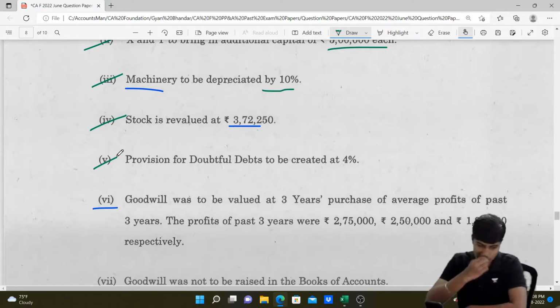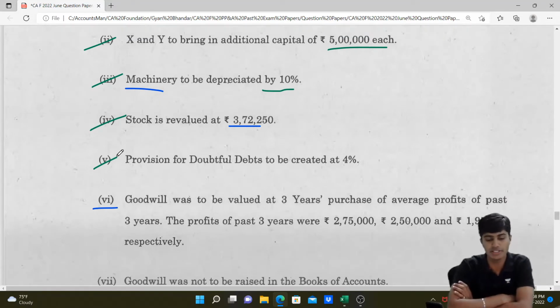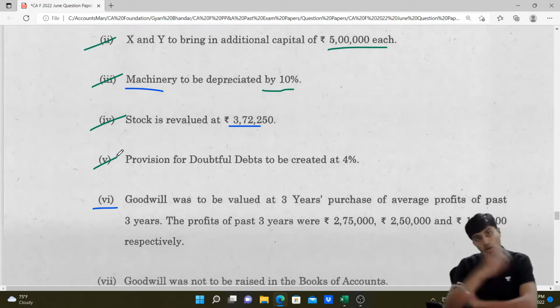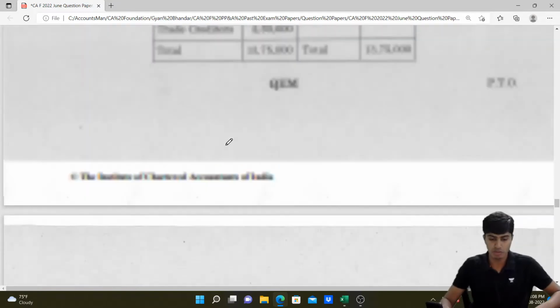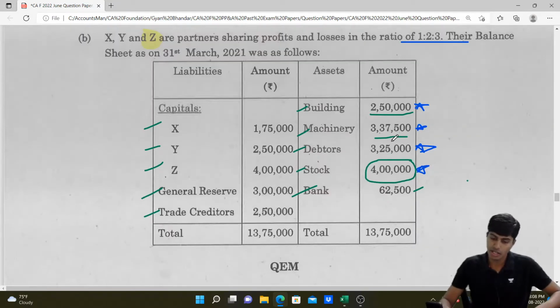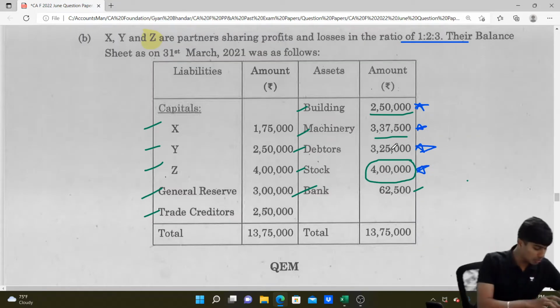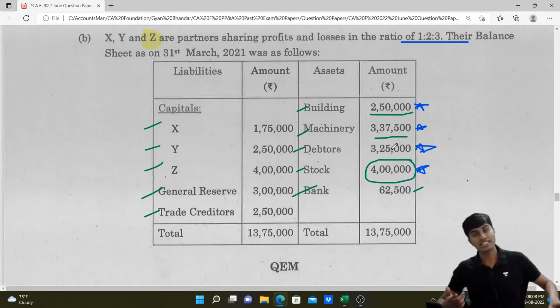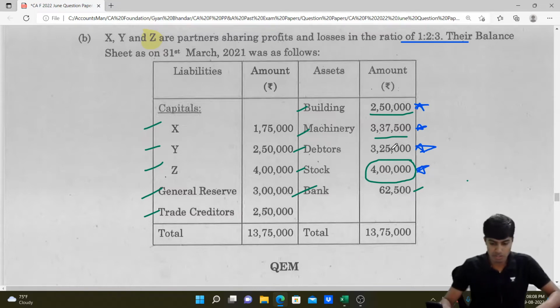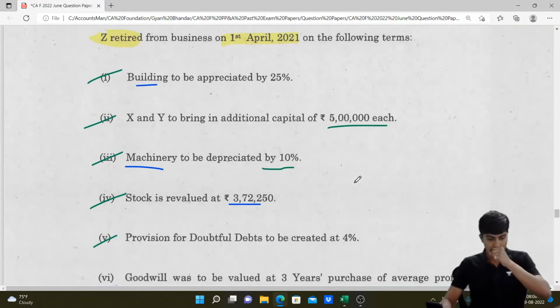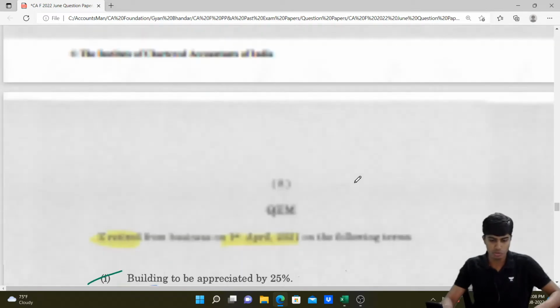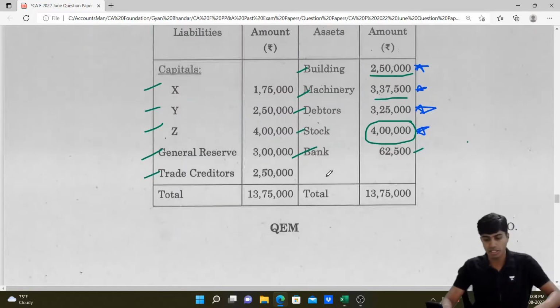So the fifth adjustment that we have is provision for doubtful debts is to be created at 4%. So how much is provision for doubtful debts? 4%. And this 4% will be created on what? On debtors of 3,25,000. So we'll do 3,25,000 into 4%. That, my friends, is 13,000. 4% provision to be created comes to 13,000 rupees.